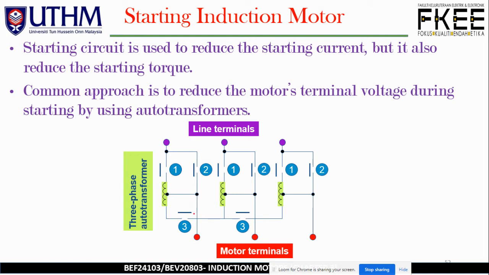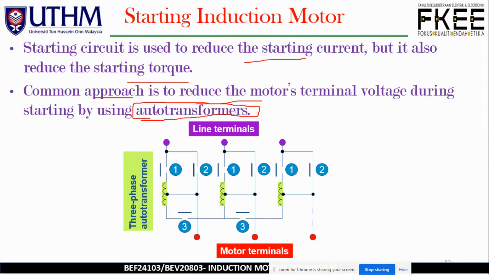So, starting induction motor again. This is another method of how we can reduce the high inrush current, or the high starting current. A starting circuit is used to reduce starting current, but it also reduces the starting torque. This is the main problem. Once you reduce the current, the starting torque may also reduce. So a common approach is to reduce the motor's terminal voltage during starting by using an auto transformer. This is quite common.